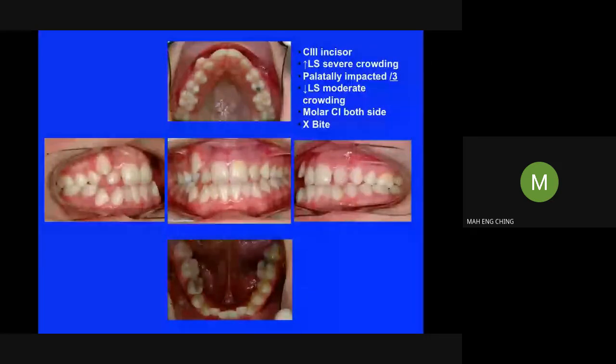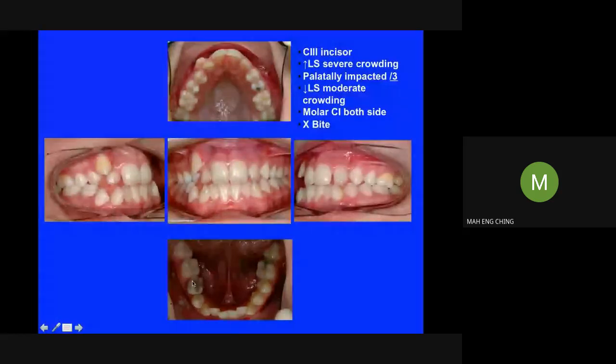How about this? Count the number. Okay, 1, 2, 3, 4, 5, 6, 7. Left side, 1, 2, 3. Oh, 3 missing. Canine is not there. Then the rest is okay. This one okay, okay. You have a deciduous. Deciduous not counted unless they are submerged. So this one not submerged, we leave it.